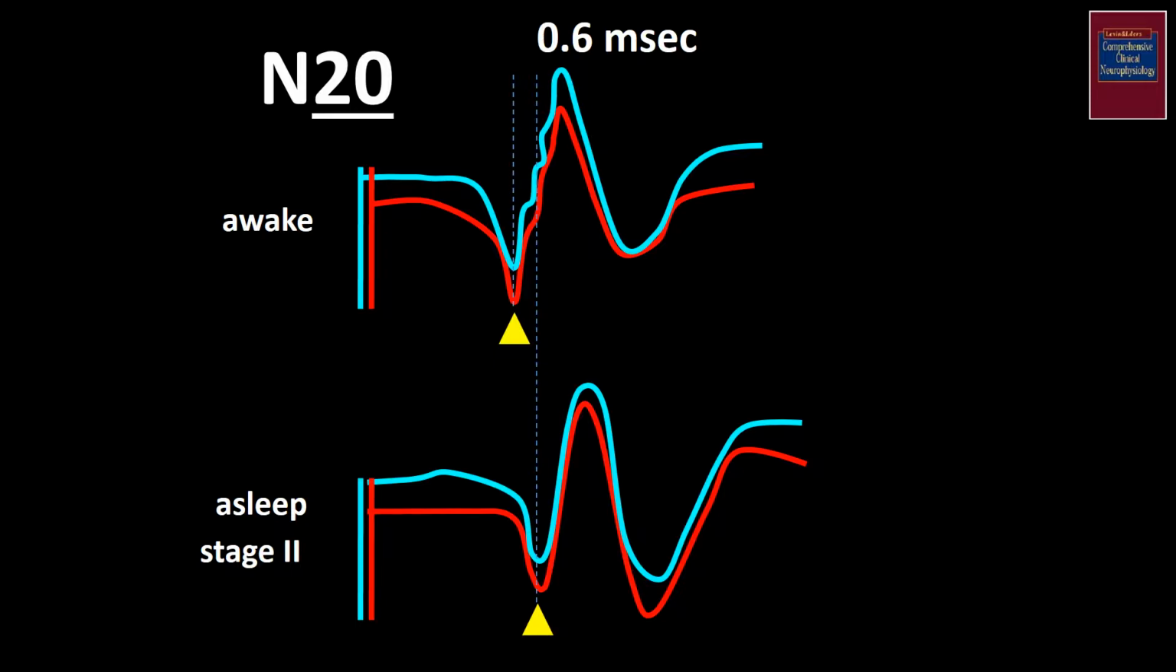As a whole, the most consistent findings that I can encounter in my reading is that the latency to N20 and probably to P37 is minimally delayed during stage 2 sleep as compared to during wakefulness, a point that you can see clearly in this frame. Another consistent fact is that during wakefulness, superimposed waves tend to be present in the rising stroke of N20 that are not present during sleep.